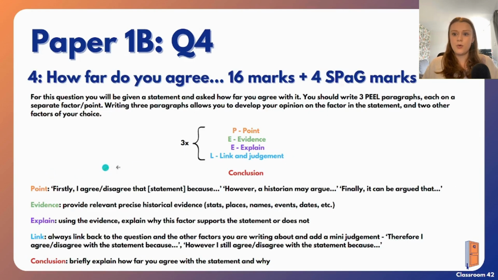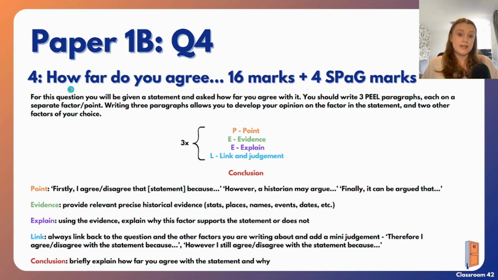Okay, and then for our final question in paper 1 section B, this is our large 16 marker, which is a how far do you agree question. For this question as well, you will be getting 4 marks for SPAG. So make sure that you are reading through your answer, double checking all of your spelling, punctuation and grammar, because you obviously want to try and get those 4 marks.